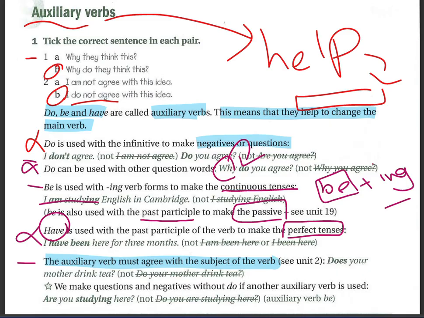Look at here. When it's mother, we use does: does your mother drink tea? Do is not correct in this situation. Here, we make questions and negatives without do if another auxiliary verb is used. Look at here. Are you studying here? Not do you are studying. So you should be careful when you want to make a question, about which auxiliary to use: do, does, to be verbs, or even have.